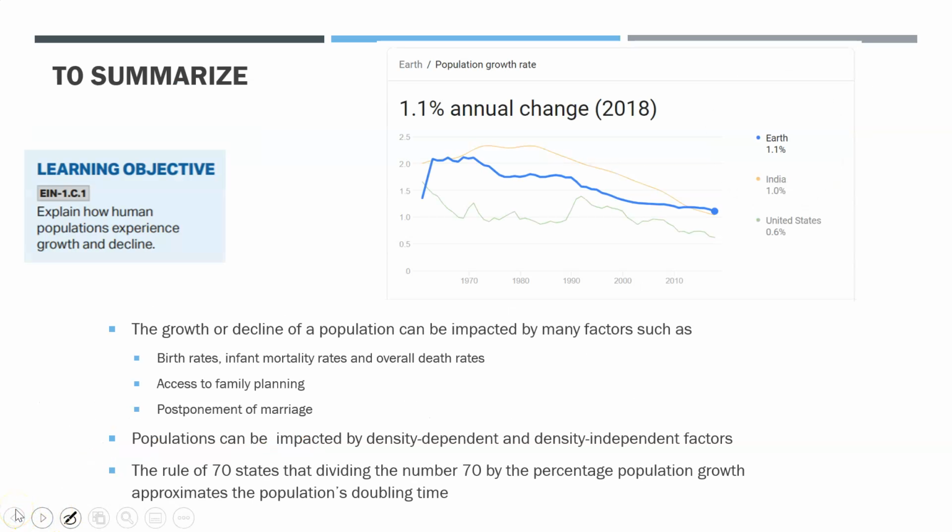So to summarize what we've seen so far, our goal was to explain how human populations experience growth and decline. We discovered that populations grow or decline because of several factors such as birth rates, infant mortality rates, death rates, family planning, postponement of marriage. They can be impacted by density-dependent and density-independent factors. And then we saw that the rule of 70 tells us how long it will take for a population to double its current population.